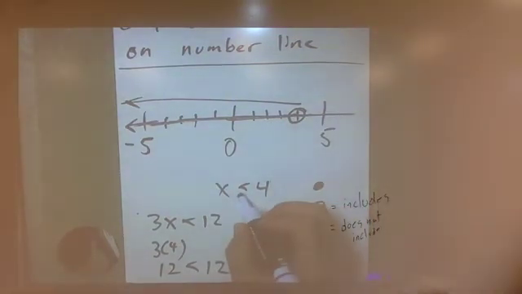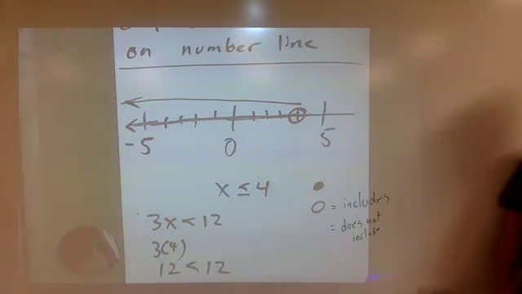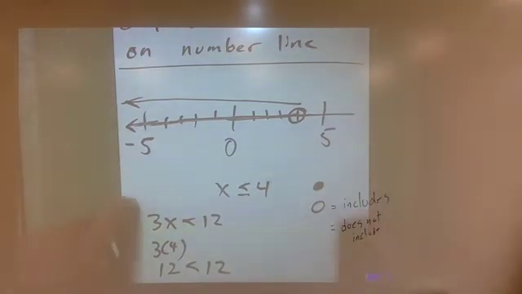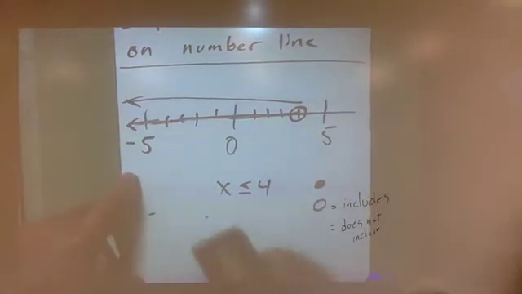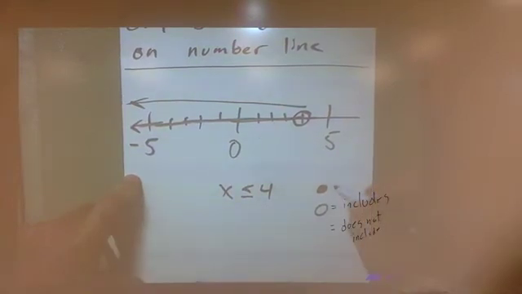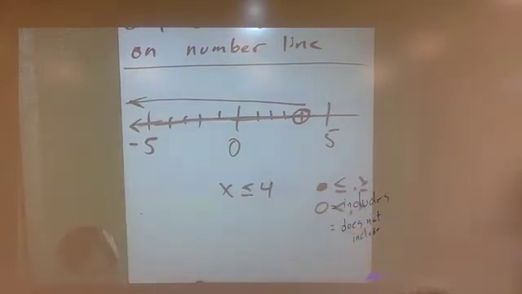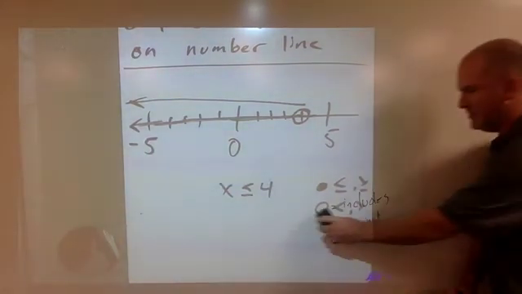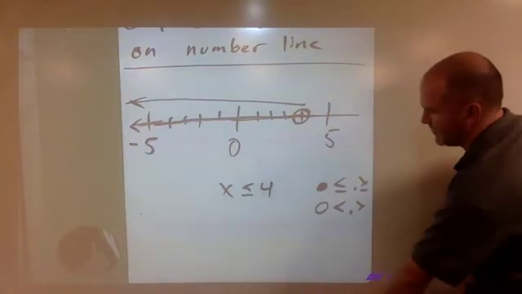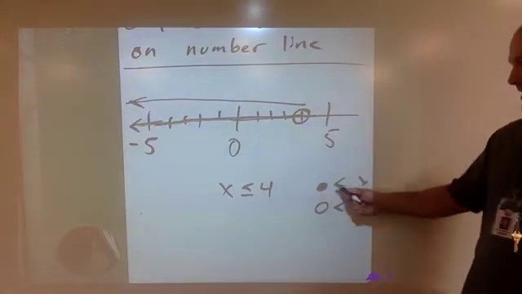If the original problem was this. So, less than or equal to signs, greater than or equal to signs, use the dot. If there's just a less than or just a greater than, they use a circle. Let me erase that so you can see it. So that's how you tell the difference.